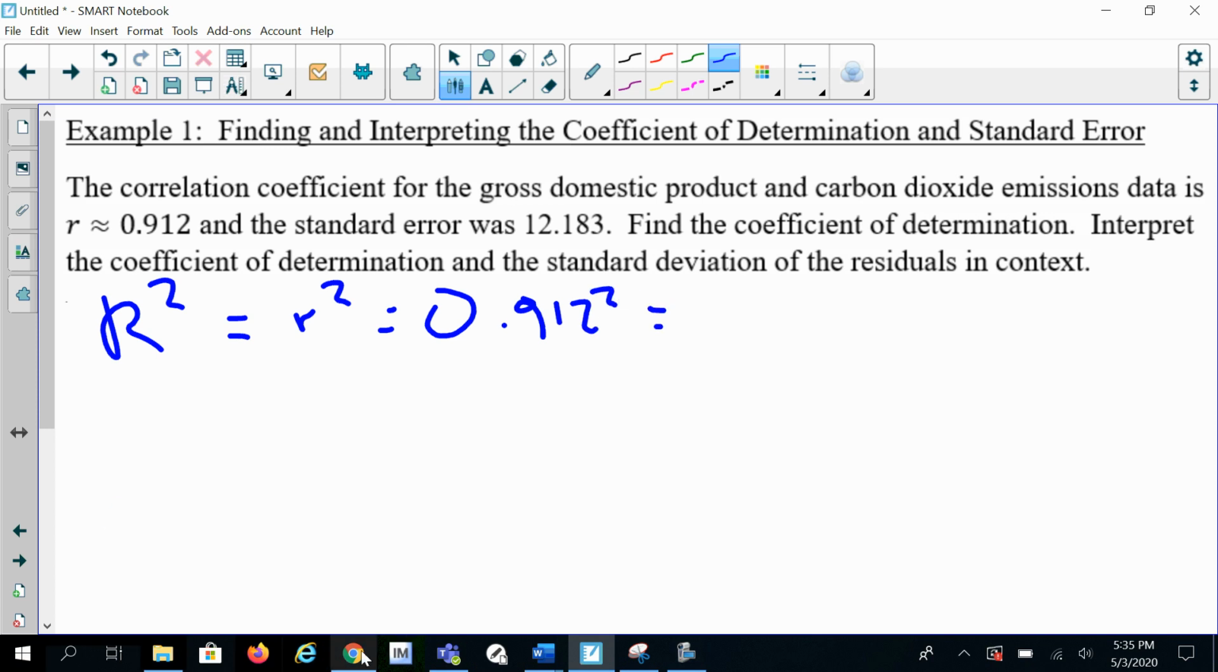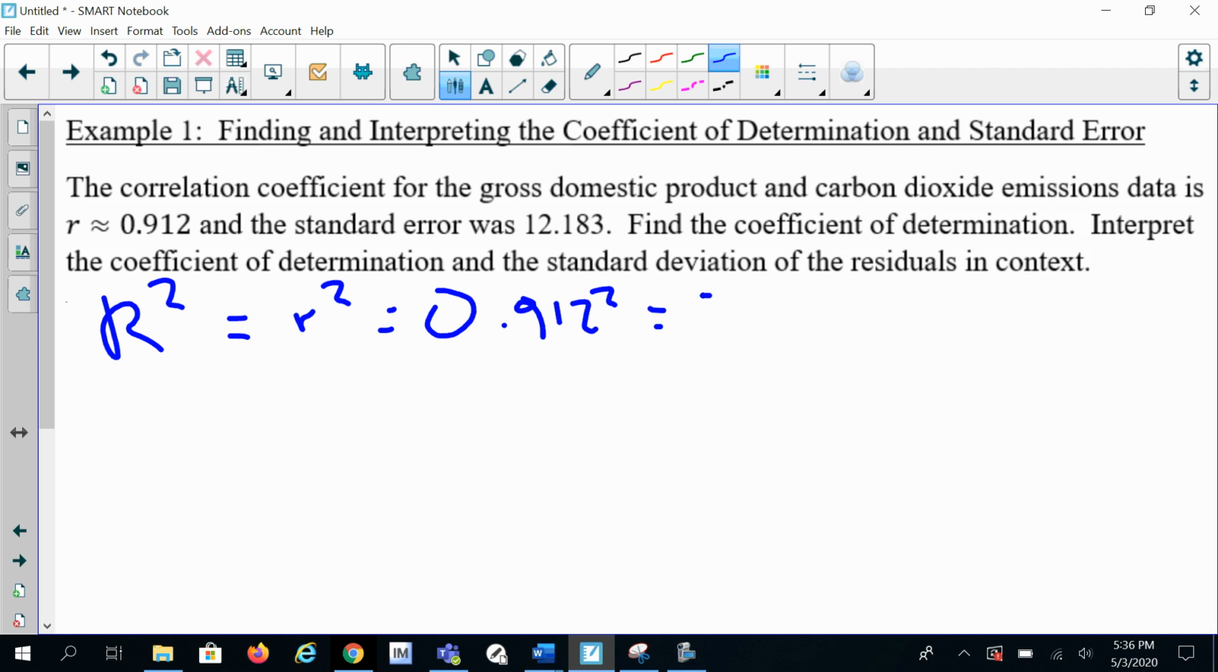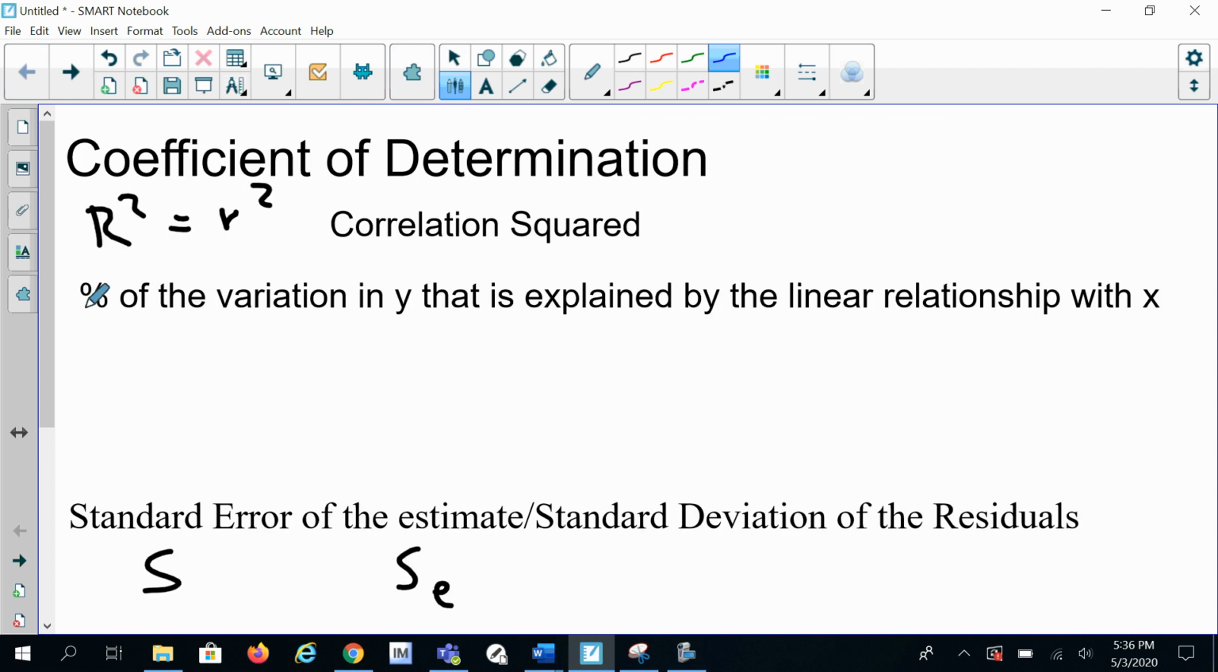So we need to figure out what that is. So if we go to our trusty calculator, and we get 0.832. So R squared we have as 0.832. R squared, though, is always written as a percentage. So when we do our interpretation, I'm going to convert that to a percent, which is why I wrote percent of the variation right here, because it needs to be a percentage.